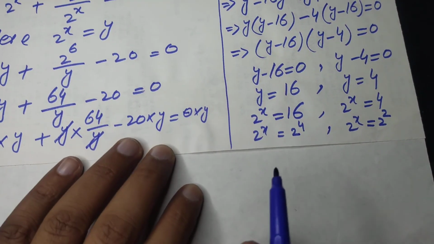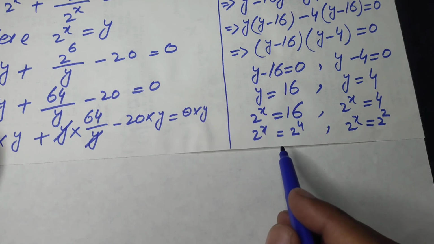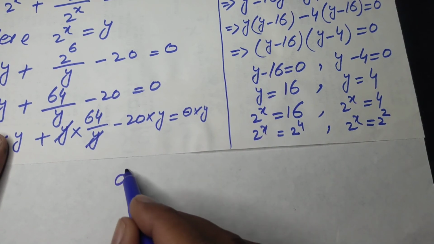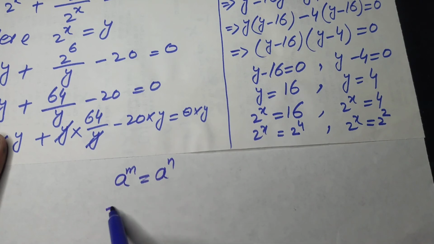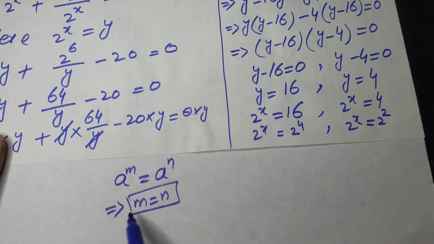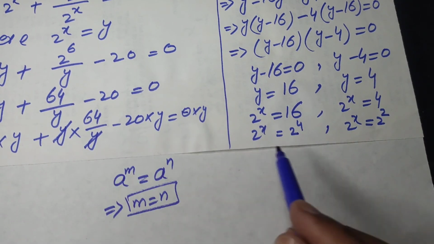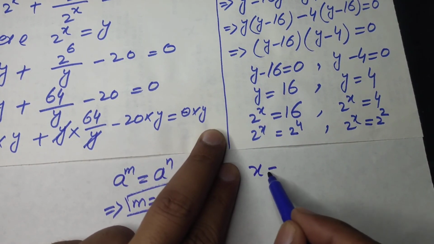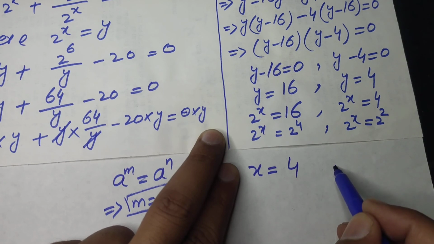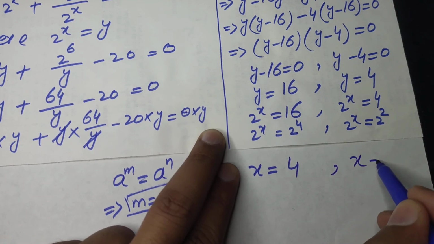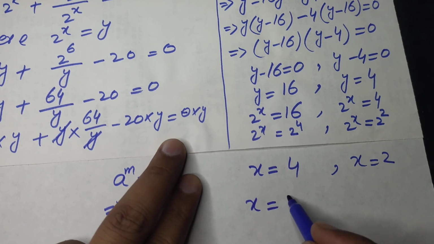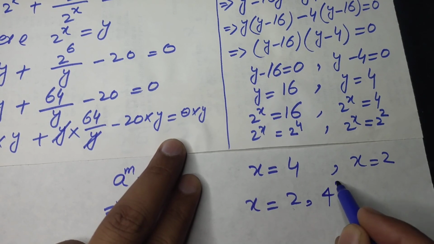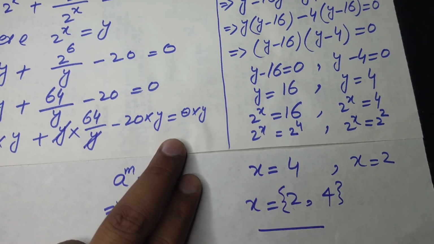So here again we apply the exponent law, and we know that if we have a to the power of m is equal to a to the power of n, this implies that m is equal to n. Here we apply this exponent law and we obtain the value of x is equal to 4, and here we obtain the value of x is equal to 2, and our final values of x are 2 and 4, and this is our final solution.